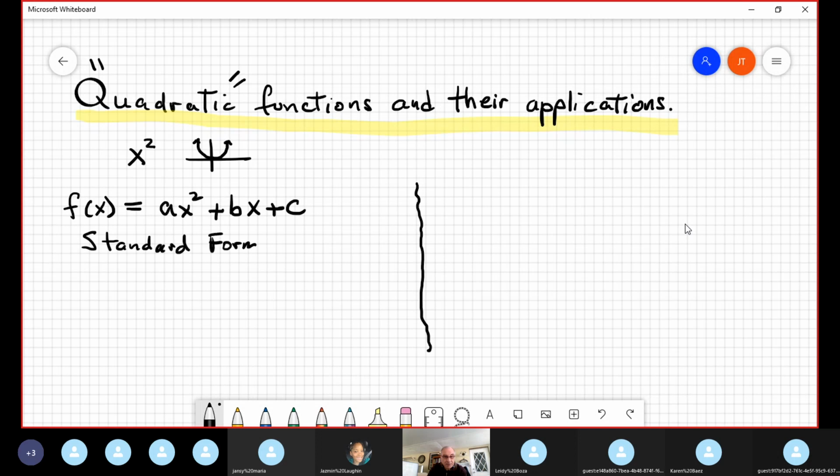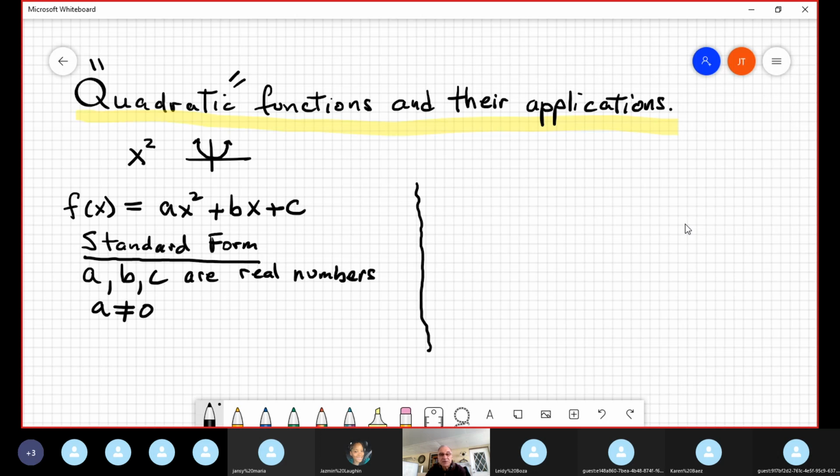And in the standard form, A, B, and C in general are real numbers. It's important to say that A is not 0. So if A is missing, it is not a quadratic function, it is a linear function. So the importance of A is extremely important. Okay, this is standard. Good.